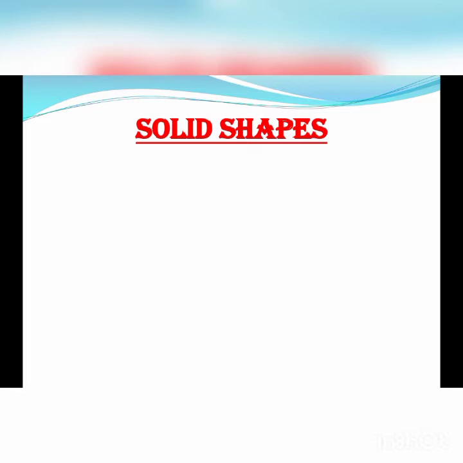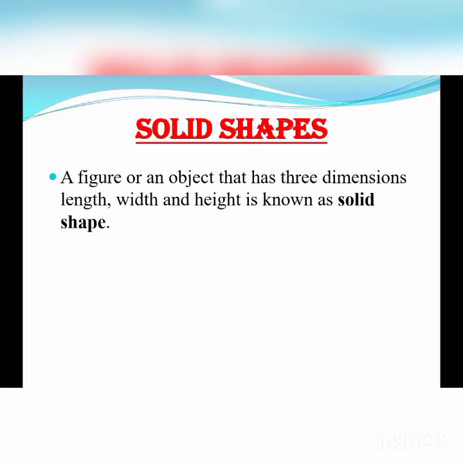Solid shapes. A figure or an object that has 3 dimensions, length, width and height, is known as a solid shape. In a plane shape, we have 2 dimensions, length and width. But in solid shapes, we have 3 dimensions, length, width and height. Cube, cuboid, sphere are some examples of solid shapes.